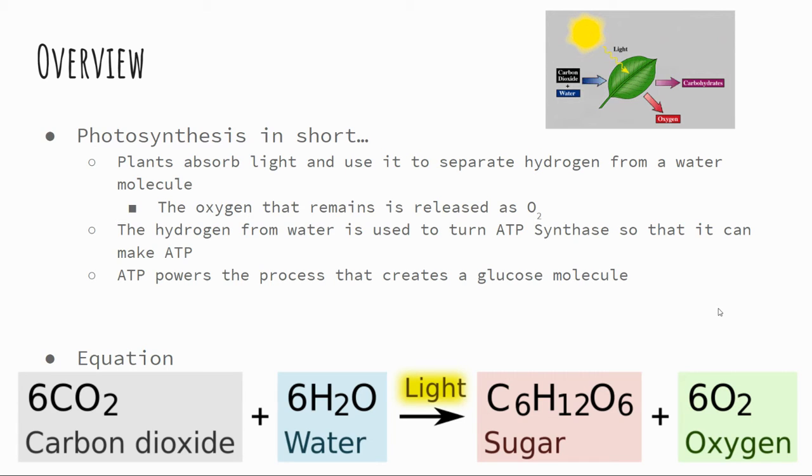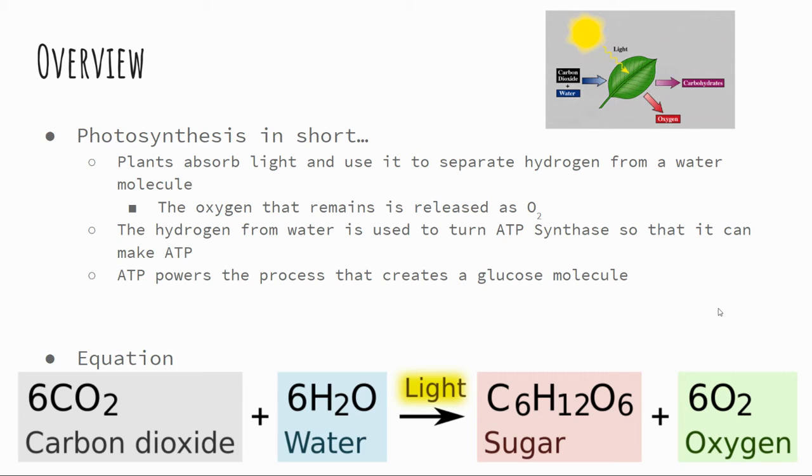So again, an overview of photosynthesis in short is when plants absorb light and use it to separate hydrogen from water to ultimately create glucose. And it's a little bit more complicated than that. If you think back to biology, you take in water and you use a photon to split the water molecule, releasing the hydrogens to build a concentration gradient within a thylakoid.